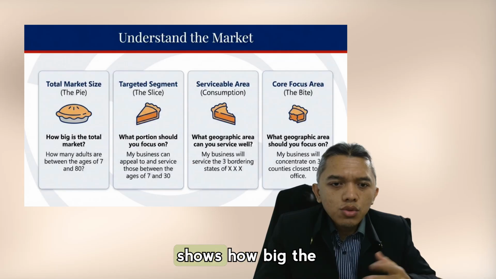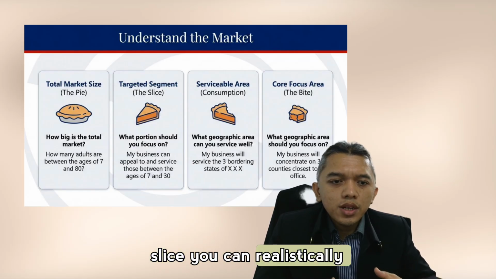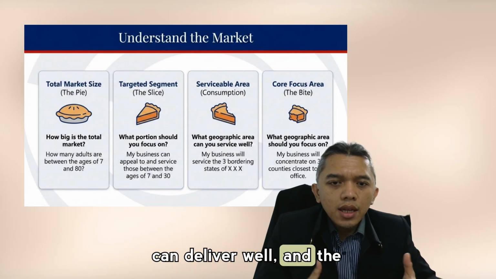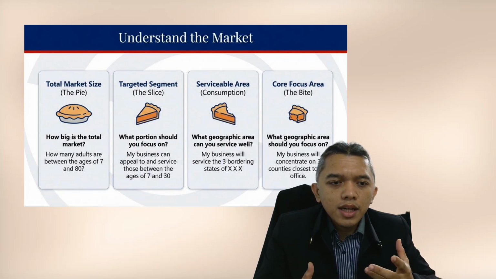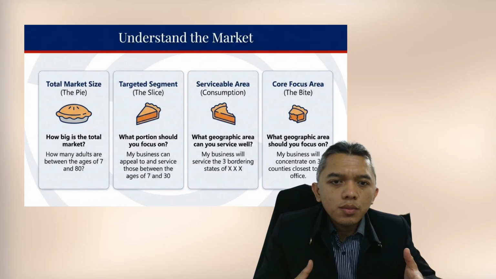The total market shows how big the opportunity is. The targeted segment is the slice you can realistically reach. The serviceable area defines where you can deliver well, and the core focus area is the initial geographic or demographic bite you'll concentrate on to get traction and prove the model.